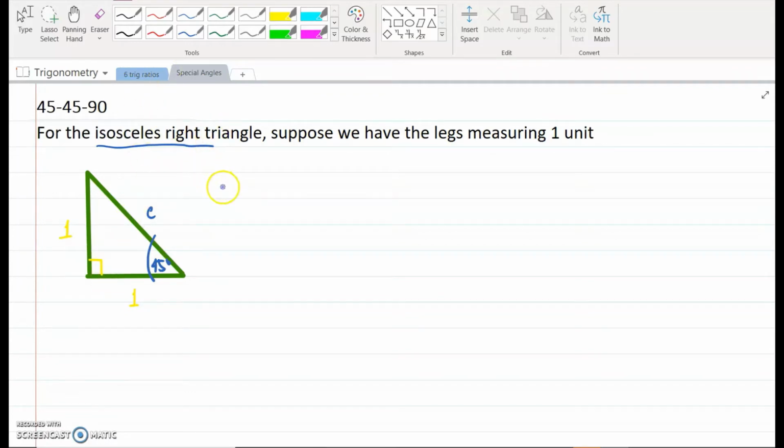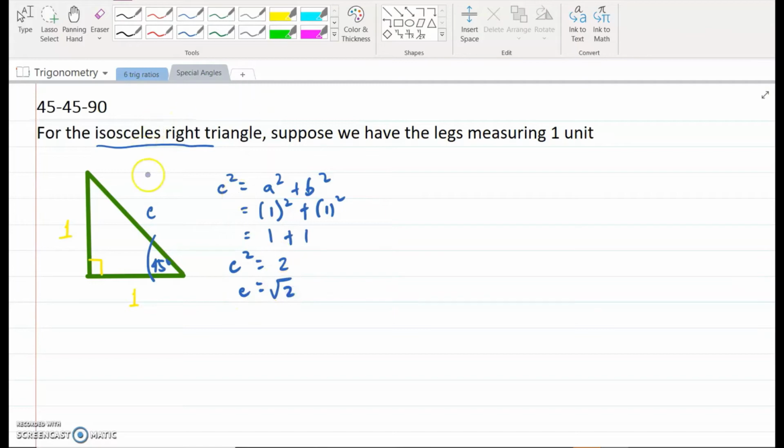So that will be c squared is equal to a squared plus b squared. It is 1 squared plus 1 squared. 1 squared is 1, plus 1. c squared is equal to 2. So c is equal to square root of 2. So the sides of 45-45-90 are 1, 1, square root of 2.